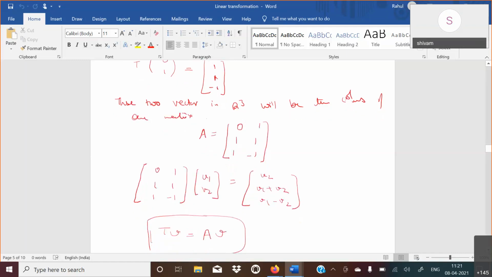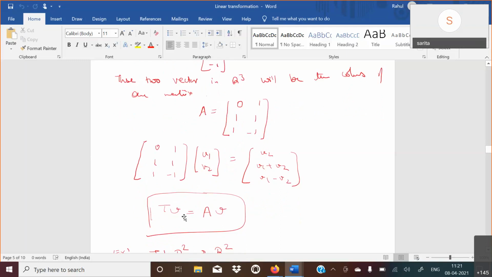Anyways, so what I'm saying is that we can write TV is equal to AV, and we have seen where this A comes from. If you multiply A into V1, V2, we go back to V2, V1 plus V2, which is nothing but TV. Therefore, we can prove that TV is actually equal to AV. Now, why are we doing this? Because we need this matrix A.